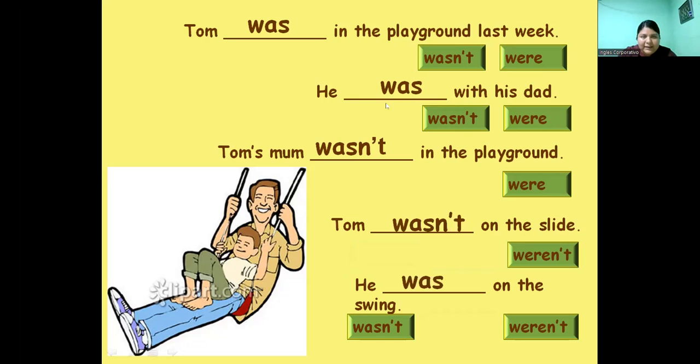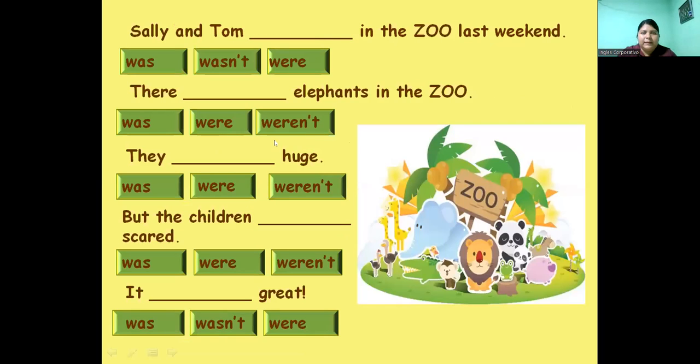Let's see. Who wants to try reading this one? Anybody? Blanca? Okay, Blanca, go ahead. Read the sentences. Tom was in the playground last week. He was with his dad. Tom's mom wasn't in the playground. Tom wasn't on the slide. He was on the swing. Okay, so let's continue with another one.